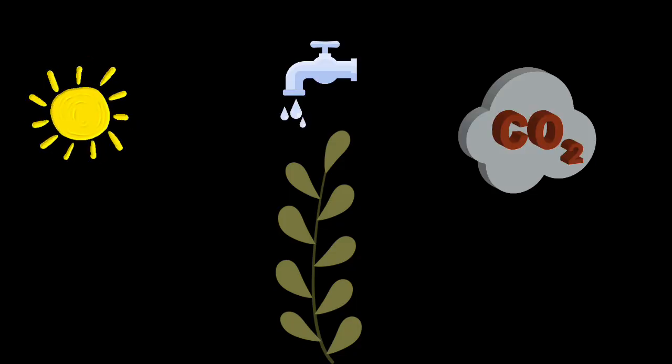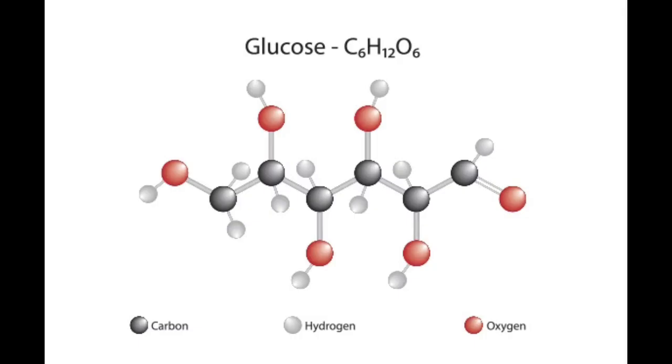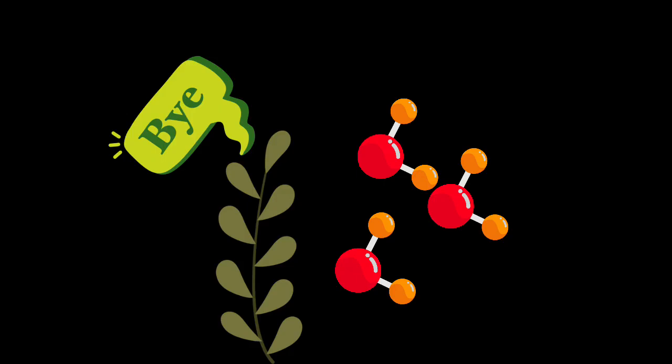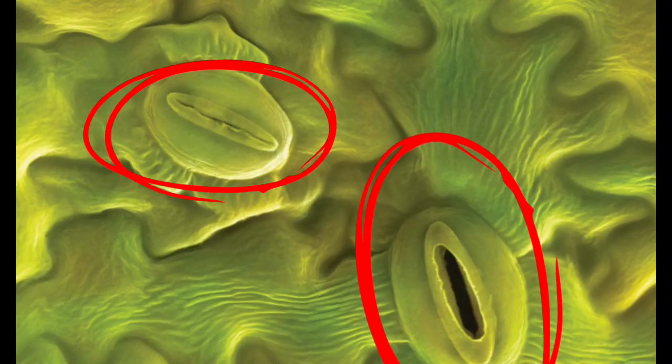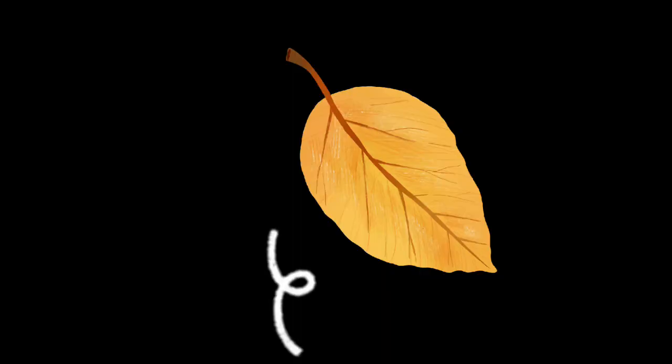Photosynthesis is a process by which an autotroph requires light energy from the sun, carbon dioxide, and water, and produces glucose, which is a simple form of sugar that contains chemical energy, and releases oxygen as a byproduct. The process largely occurs in the leaves of a plant. Carbon dioxide enters the leaf through very small pores called stomata, found on the underside of the leaf.